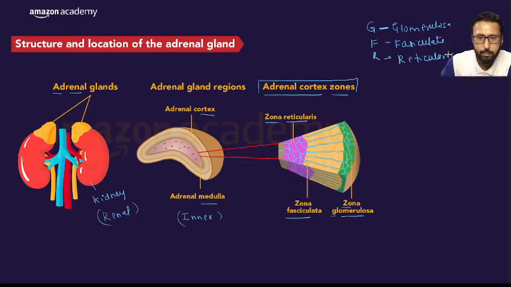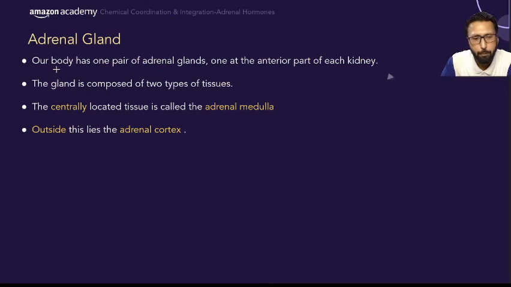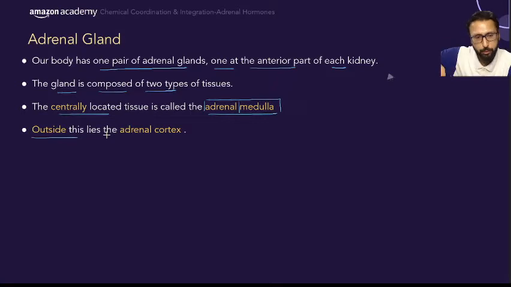So let's start our discussion. Our body has one pair of adrenal glands. This I have shown you. One on the anterior part of each kidney. Now the gland is composed of two types of tissue. I have shown you. The centrally located tissue is called what? Tell me guys. Yes, it is called adrenal medulla. Very important. And the outside part which surrounds the inner part from all the sides is known as the adrenal cortex.